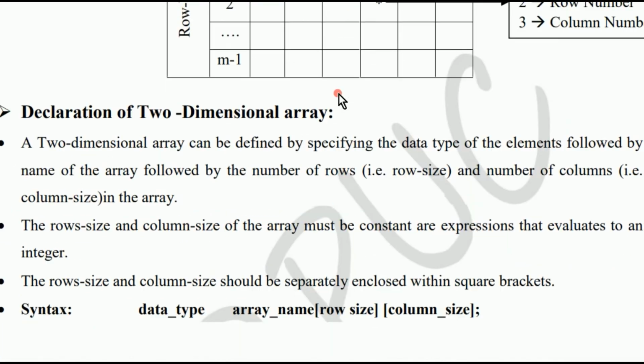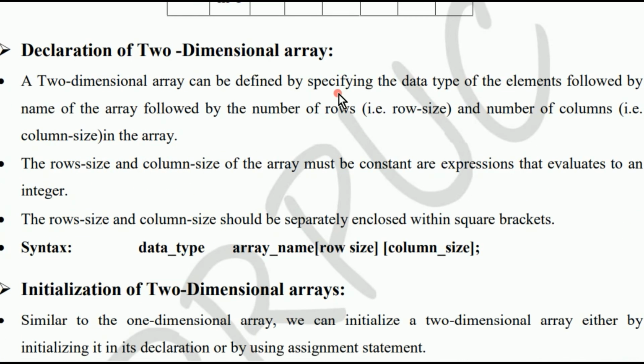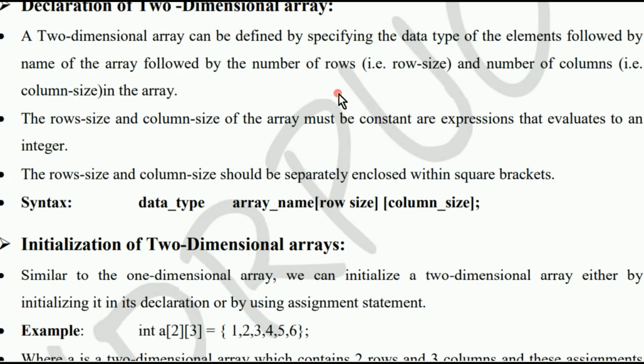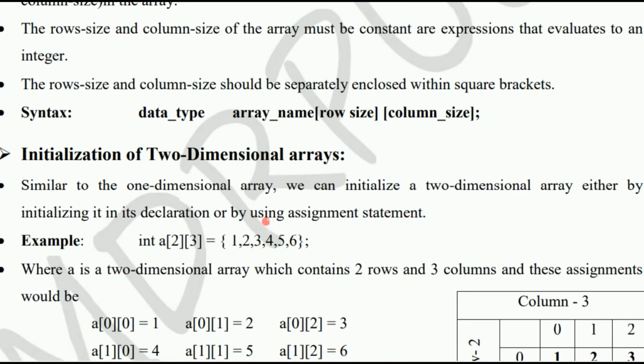Now how can we declare a two-dimensional array? The same type of concept, but we will take the row size and the column size. That means size 1 and size 2: data type, array name, size 1 and size 2. How can we initialize it? Initialization is the same type of method, but instead of a single size, we will take two sizes.